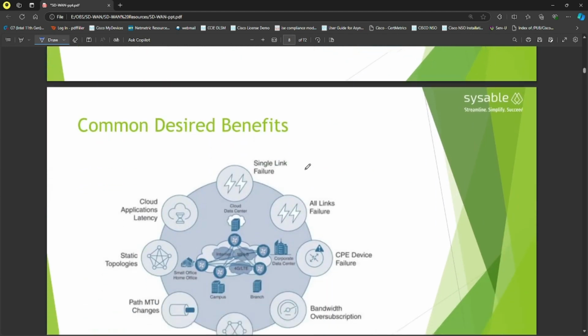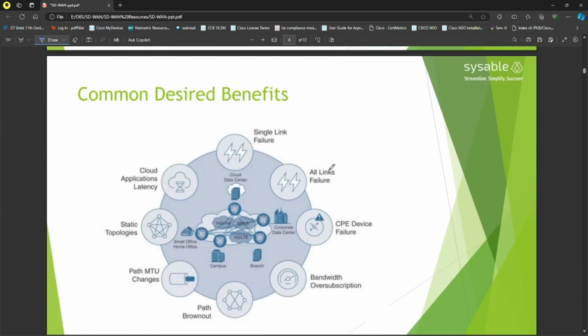Now, with the desired benefits, what are the different things which will be affecting your network? Like a single link failure, you know that you have a single link failure and you can go ahead with multiple links connected to the internet. If you have all links failing, then again you have a different type of setup where traffic will be diverted via some other way, like LTE or 4G or 5G. CPE device failure, if the device itself fails, then again you have an active standby or an active-active configuration at your premises.